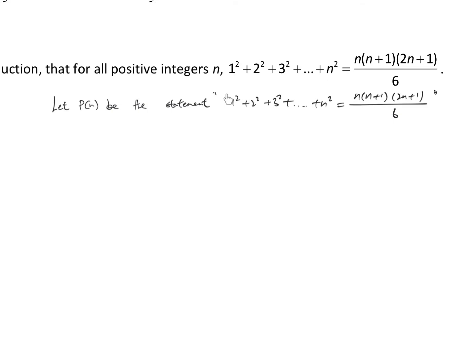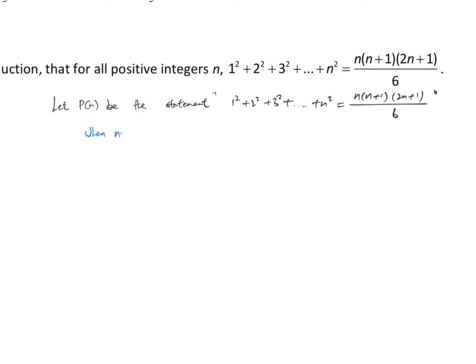And remember, we end here. It's not 1 square plus 2 square plus 3 square plus up to 2 square. Remember, what is the meaning of the left-hand side when n is equal to 2? That means the first two terms. When n is equal to 1, that means only one term. Okay, this is step 1, let the statement. How about step 2?